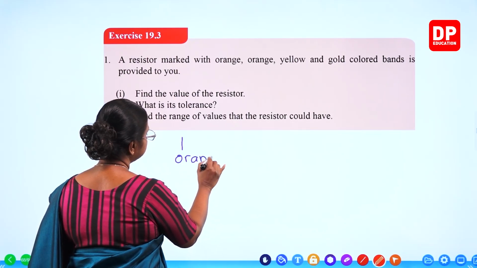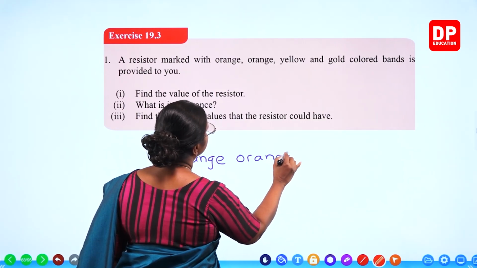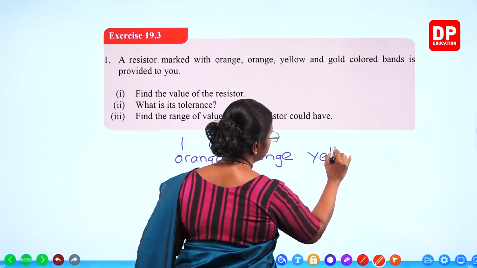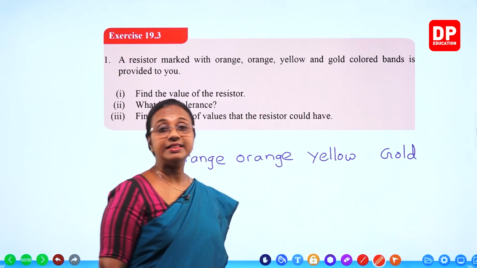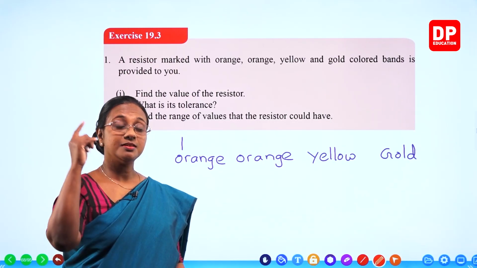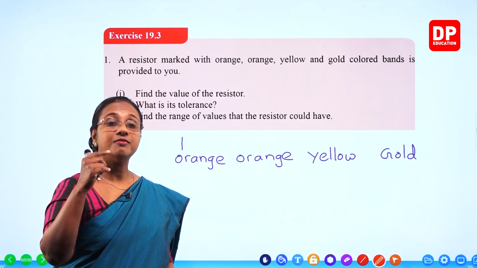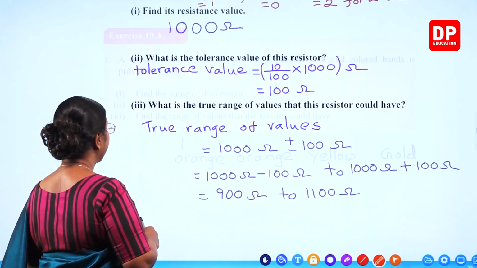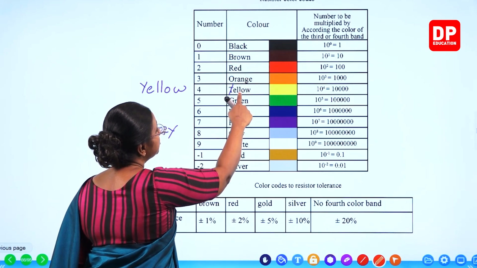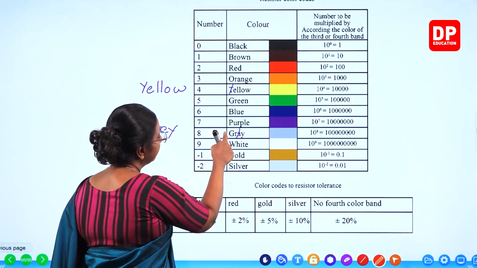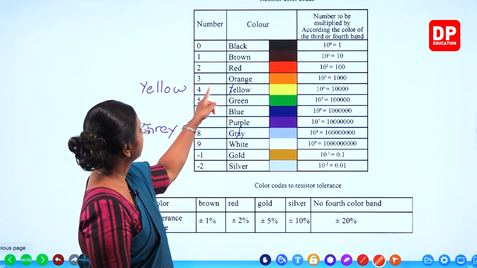Orange, then orange, yellow and gold. So you need to find the values. You can remember, students, black, brown, and then we start from red. So if I go back to the table, you can see black, brown, red, orange, yellow, green, blue, purple, then grey, white, gold and silver. Those are the colors. So orange, 3.